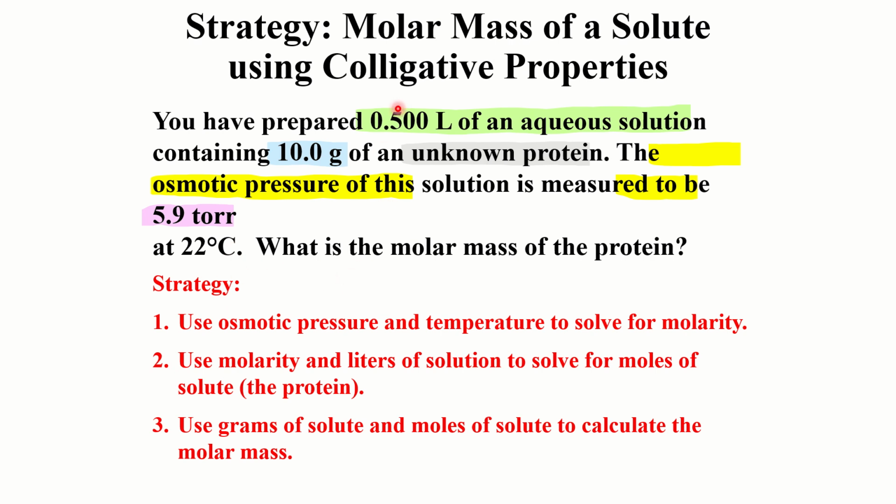Then use the molarity and this volume to solve for moles. Once you solve for moles protein, simply take the 10 grams and divide by that number of moles you found, and that will give you the molar mass of the protein.